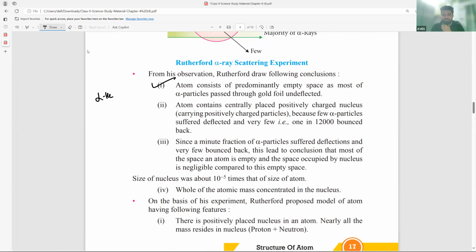A few particles suffer deflections and very few. This is the second point. Don't write this. And the third point: since a minute fraction of alpha particles suffered deflection and a very few. Write down only this part.